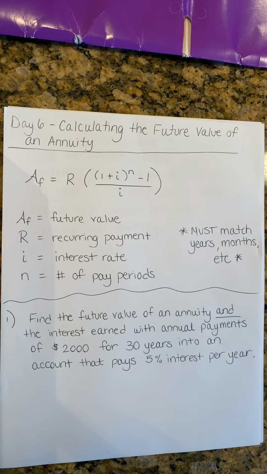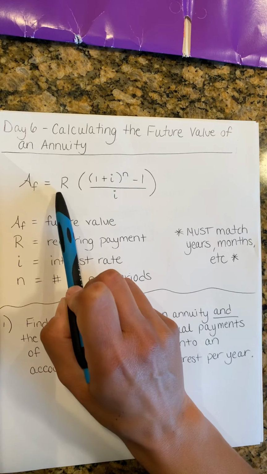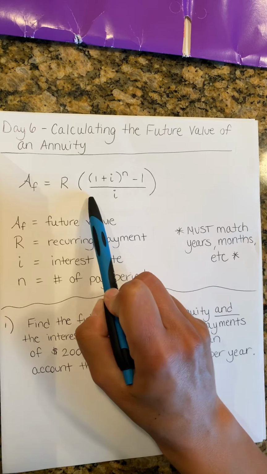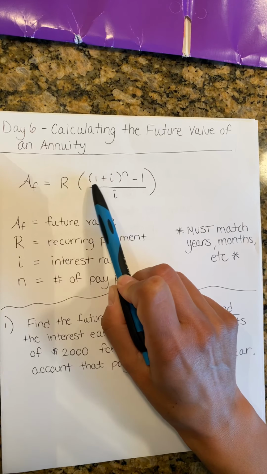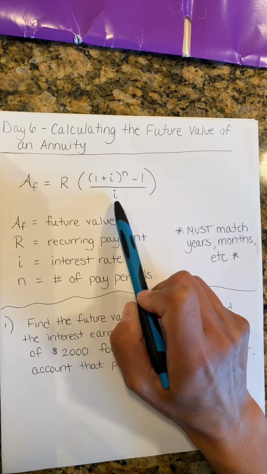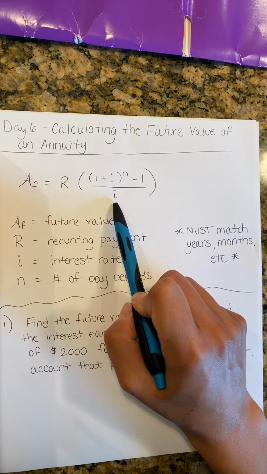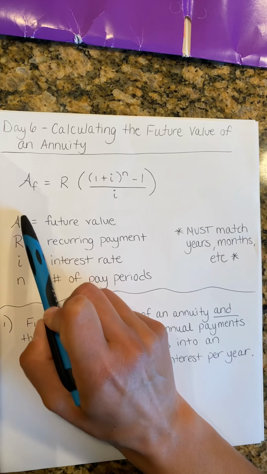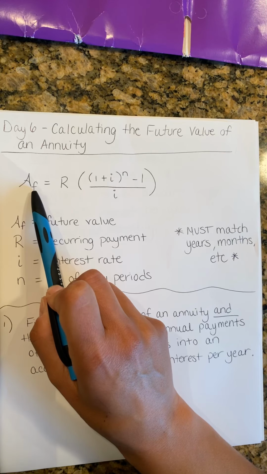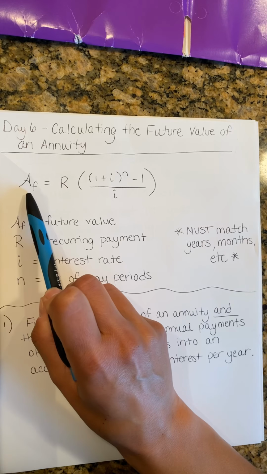So the formula that we're going to use is this formula right here. A subscript F equals R, big parentheses, numerator 1 plus i raised to the n power minus 1, all over i. Now if we look at what every letter means. First off, on the left-hand side, A_F just stands for the future value. So basically, if we put money away and we want to know how much is going to be there after 20 years, that would mean you're solving for the left-hand side, the A_F.